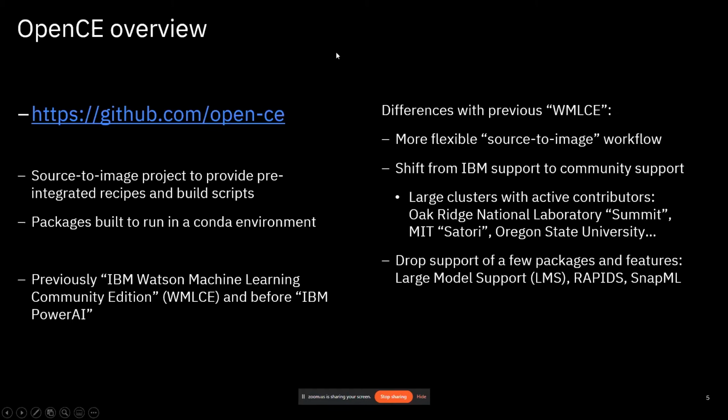As I just mentioned, it was previously called Watson Machine Learning Community Edition, WMLCE, and before that, IBM PowerAI. The major difference between WMLCE and OpenCE, which was released last year in September, I think, is a shift from IBM support to community-based support. So we have large clusters of contributors. The most famous ones are Oak Ridge with the Summit supercomputer, which is the second largest supercomputer in the world. We have a cluster at MIT named Satori, and Oregon State University has a cluster too. They all maintain these recipes.